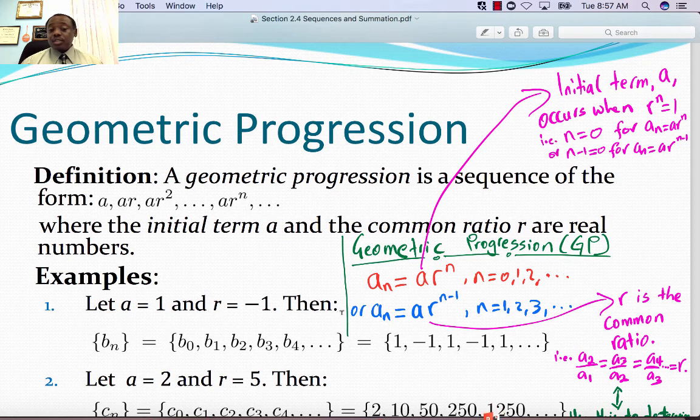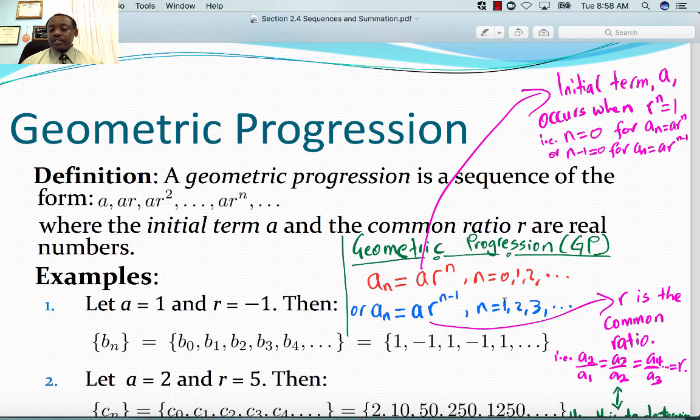Now, I could also define a geometric progression of the form an equals ar to the n minus 1 if I'm going to start from 1. In that case, when n is 1, then 1 minus 1 is 0, r to the 0 is 1, and my first term, a1, is going to be a. So the first term could either be a0 or a1.